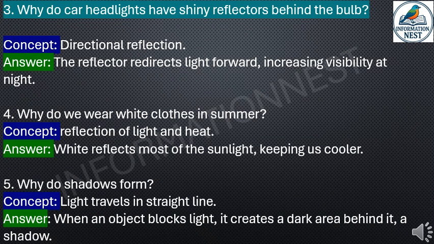Why do car headlights have shiny reflectors behind the bulb? Imagine a torch with superpowers. The shiny reflector behind the bulb helps bounce the light forward, making it brighter and more focused. That is called directional reflection, perfect for lighting up the road at night.